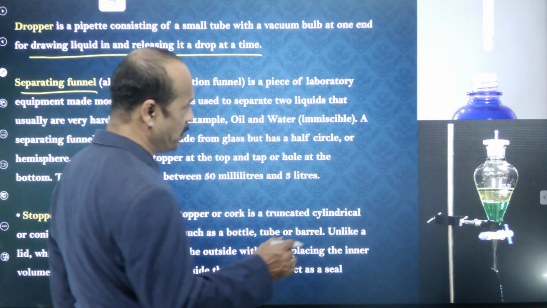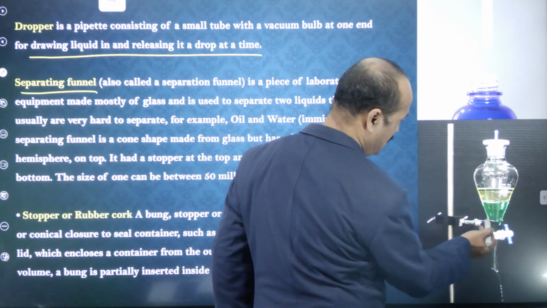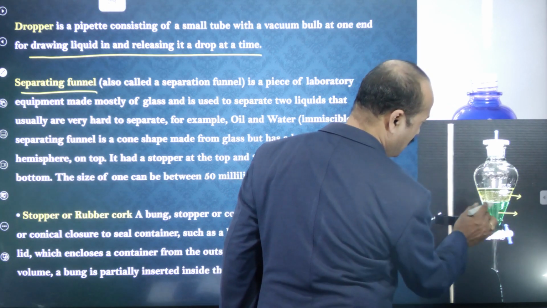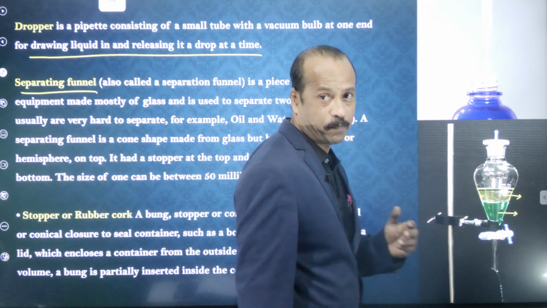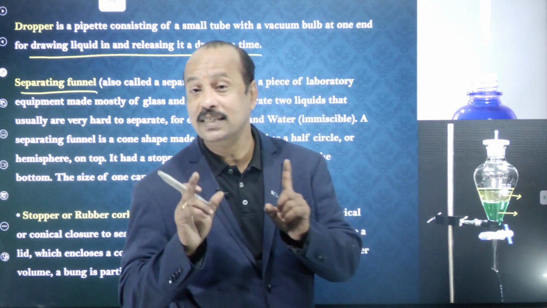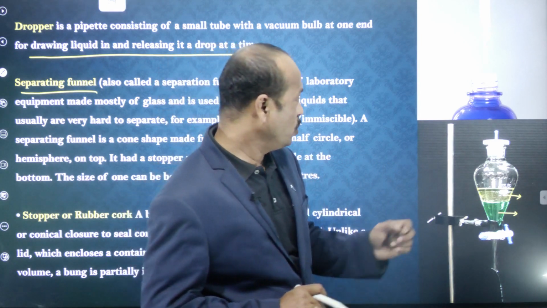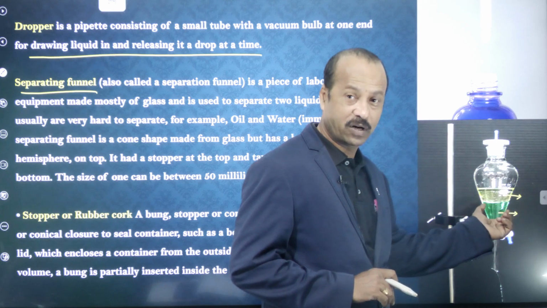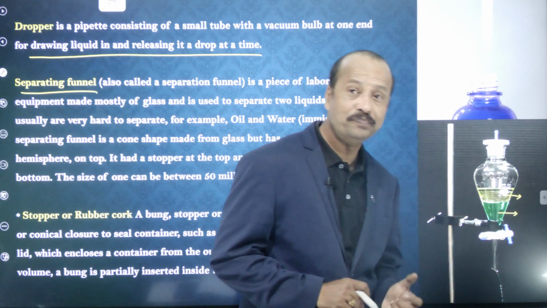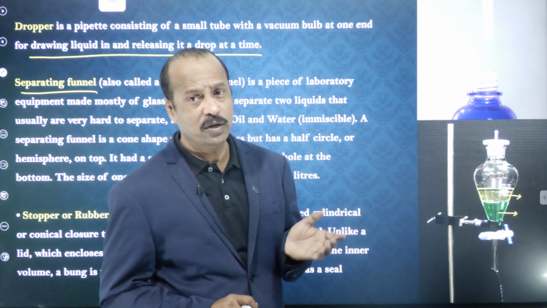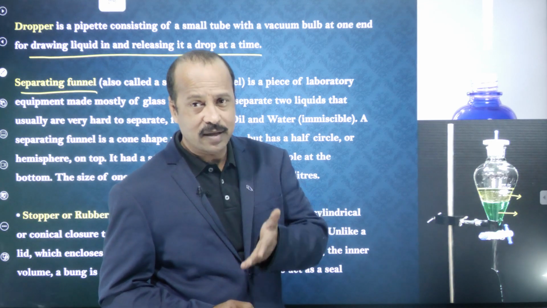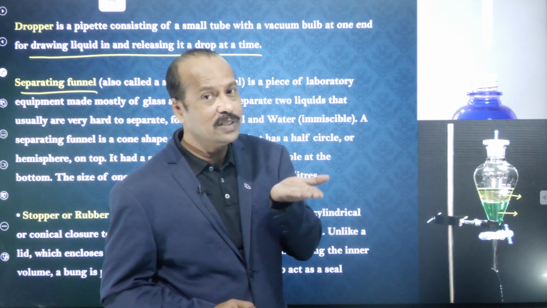So see here, this is the separating funnel, students. Two liquids are there. Can you see? One green color liquid and one yellow color liquid. These two are kept together. But see here, we can separate them if their densities are different. If two liquids of different densities are mixed together, then we can separate them by using this separating funnel. Here the denser liquid comes down and the less dense liquid floats up.